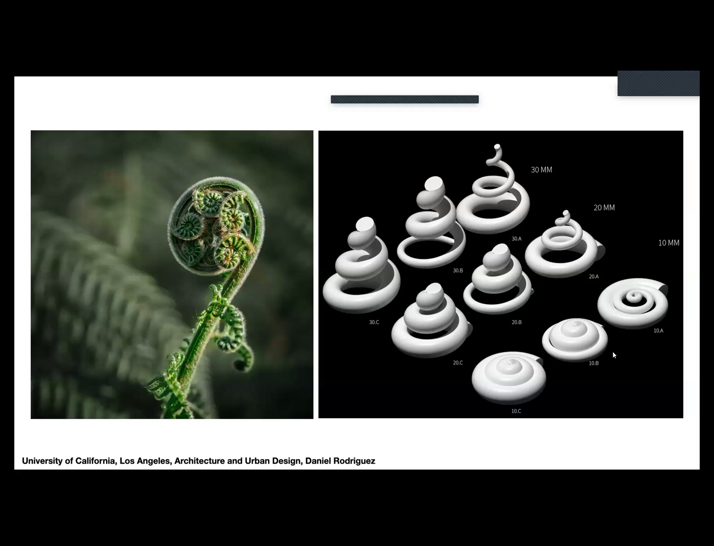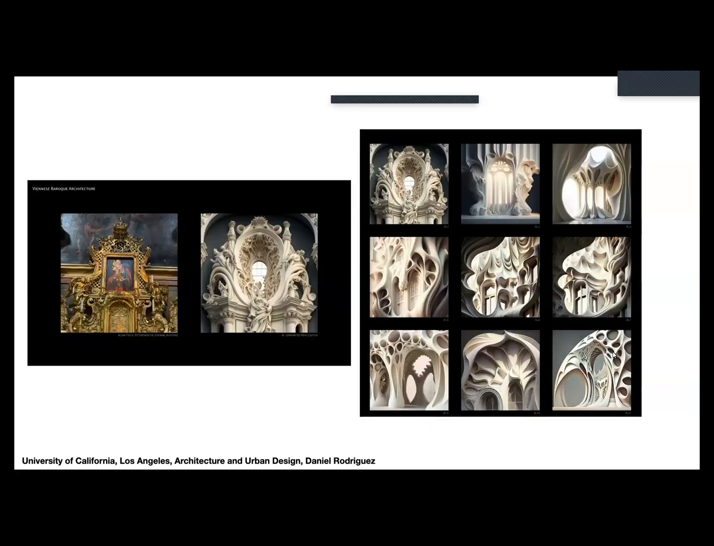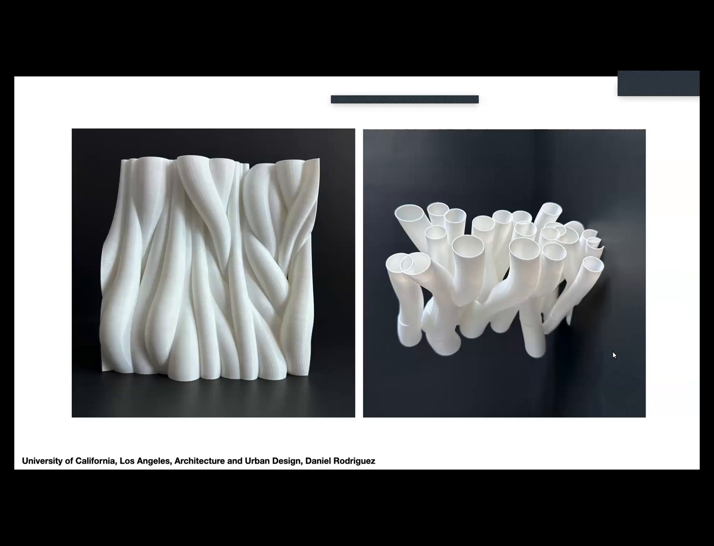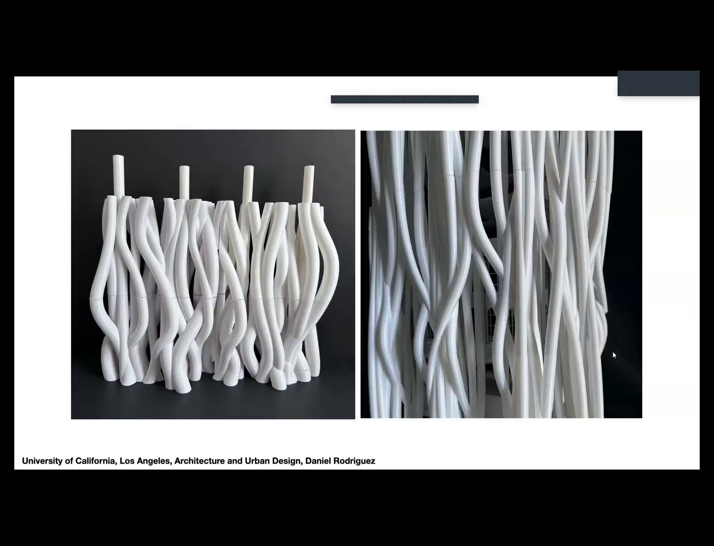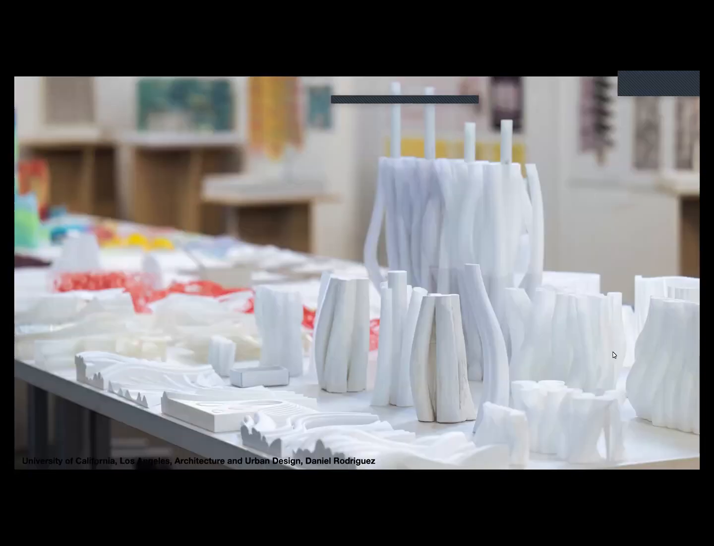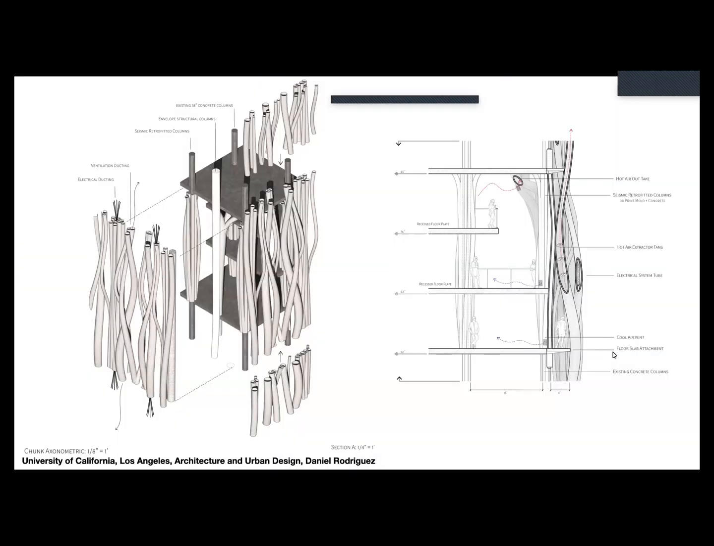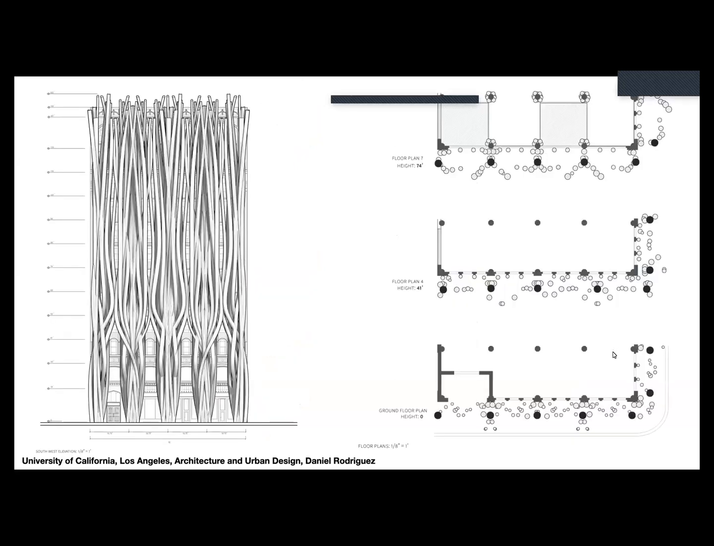A project from Daniel Rodriguez, he showcased an interest in this fern, and he looked also into AI image generation and created these tubular systems which are working as a structural retrofit for the building. He looked into not only creating a facade, but also retrofitting the internal structure of the building, and looked into Baroque plans and systems to create a jacket for a building.